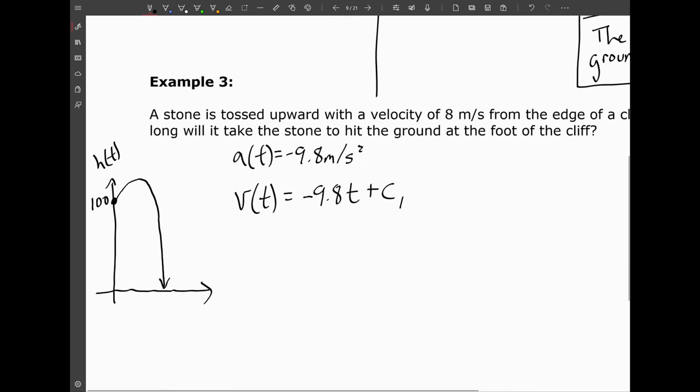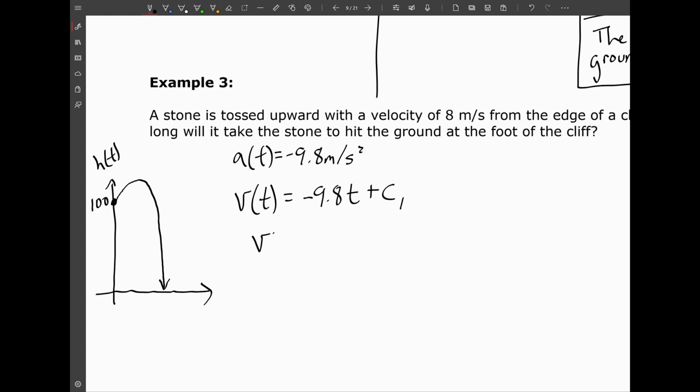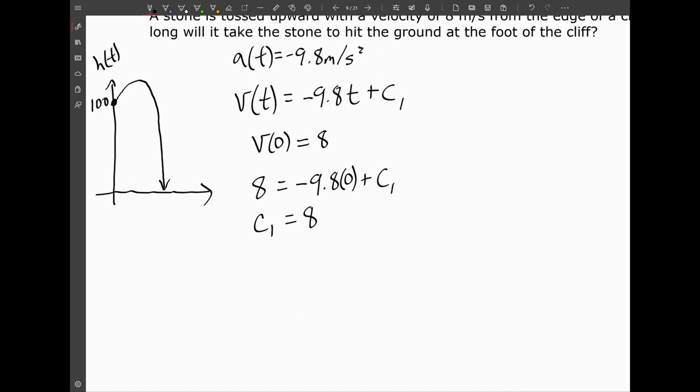This time, though, our initial velocity, we have that v of t0 is equal to 8. So that means that 8 is equal to negative 9.8 t plus c1, where t is, of course, 0. And what that tells us is that c1 is 8. And so the equation for our velocity, v of t, is negative 9.8 t plus 8. Okay, so we've got our v of t.